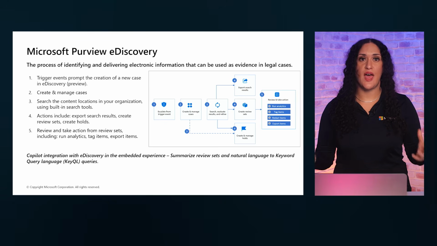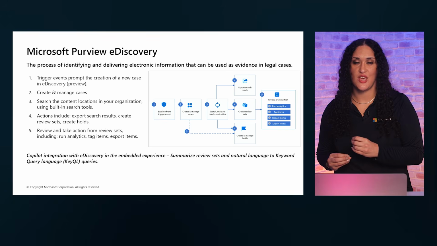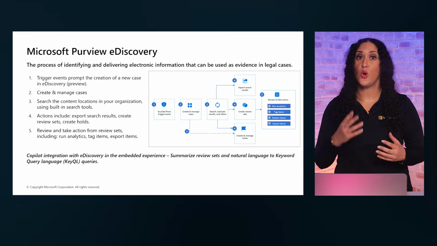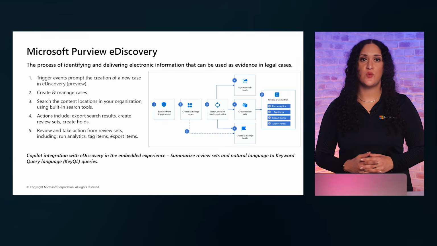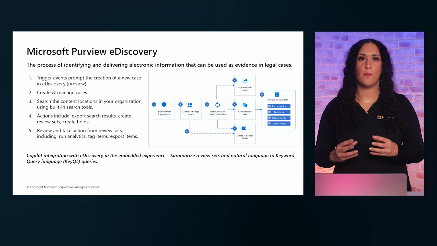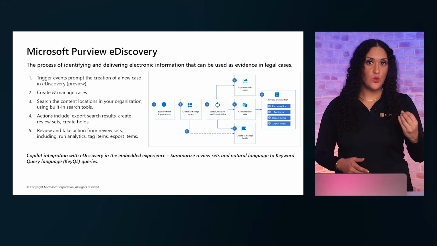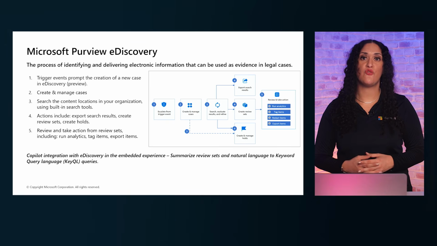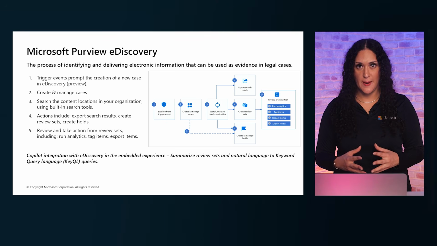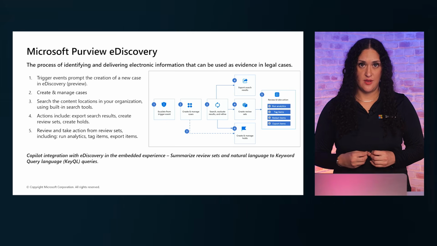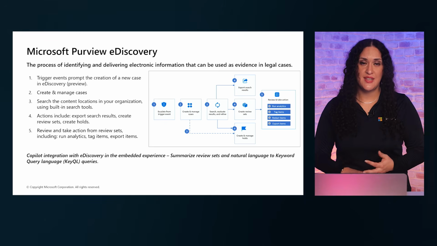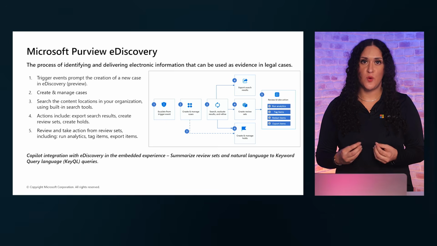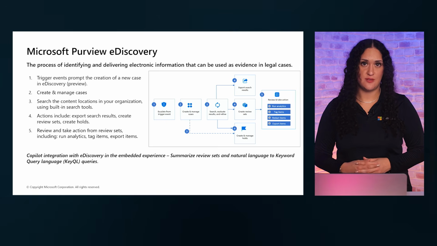eDiscovery works through a clear end-to-end workflow that makes complex investigations easier to manage. Teams can search and refine the results, place holds to preserve content, and create review sets when data is securely copied for analysis. From review sets, reviewers can run analytics, tag items, and export that relevant information for legal teams or regulators. We get significant benefits, as we can save time, reduce risk, and essentially maintain defensible processes, especially when responding to legal requests or investigations.